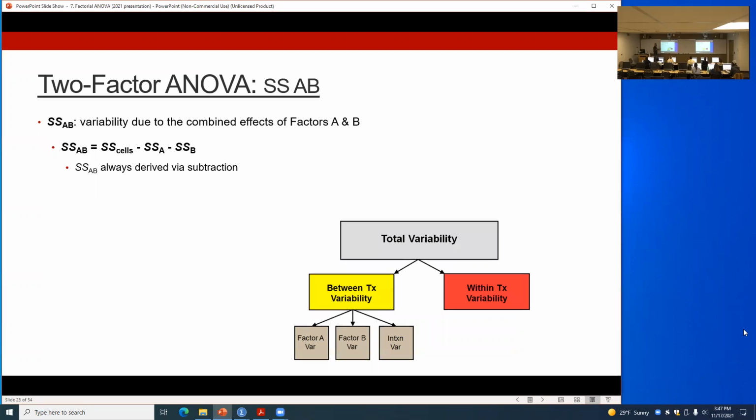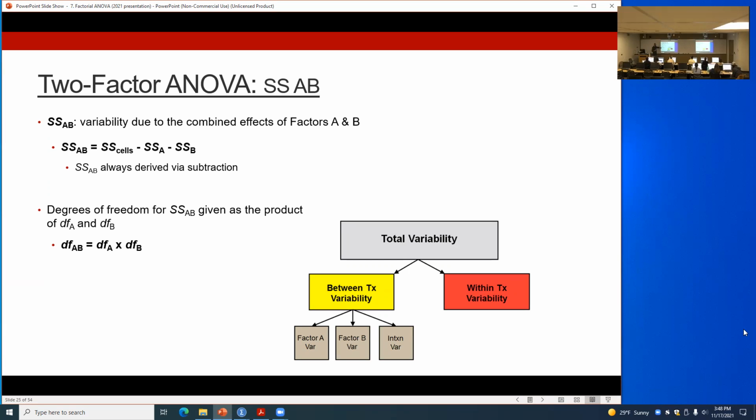Okay. And so for our two-factor ANOVA, what we're going to have is a sum of squares for the combination of A, B. And we're going to get this by subtraction. The sum of squares AB is the variability of the combined factors A and B. This is the unique effect of the combination of these two, outside of what's uniquely attributable to factor A and what's uniquely attributable to factor B. So our sum of squares AB is going to be the cells minus sum of squares A minus sum of squares B. And we always get this by subtraction.